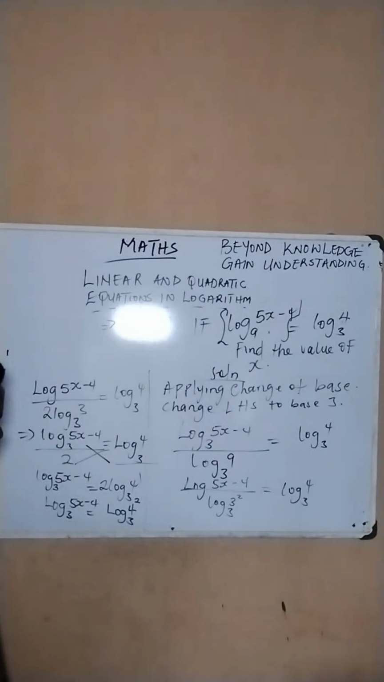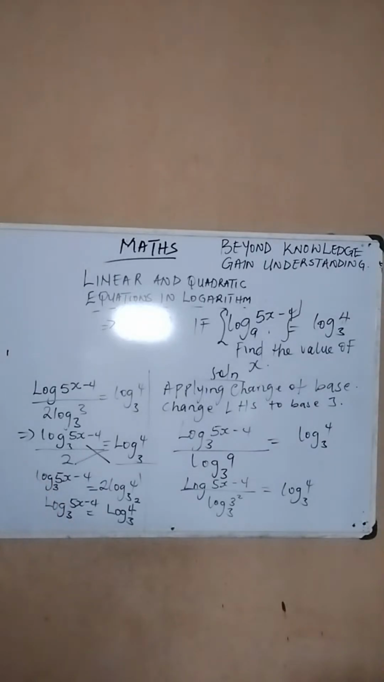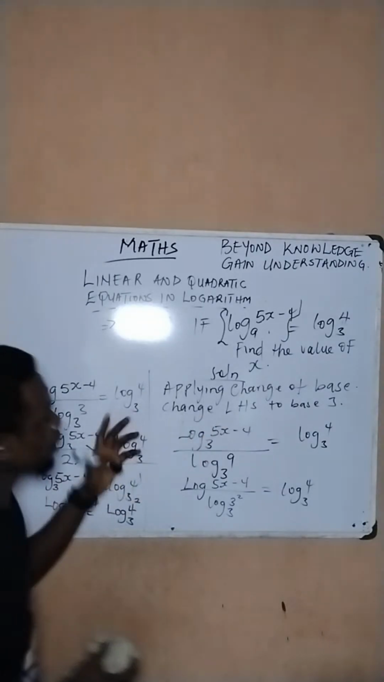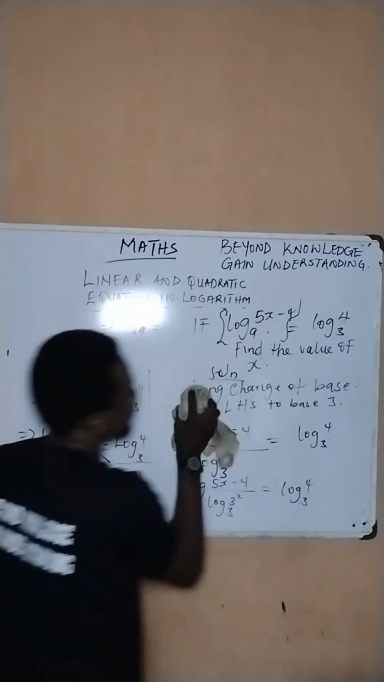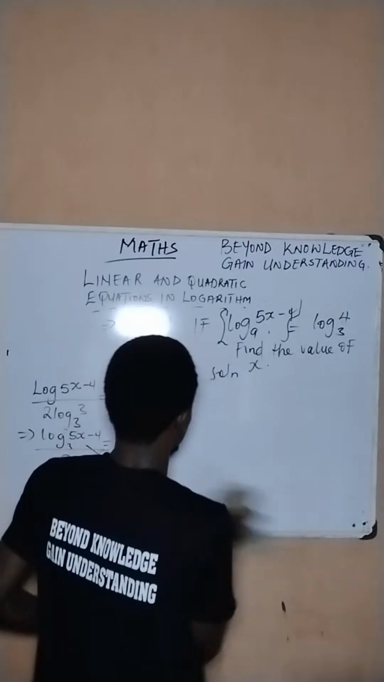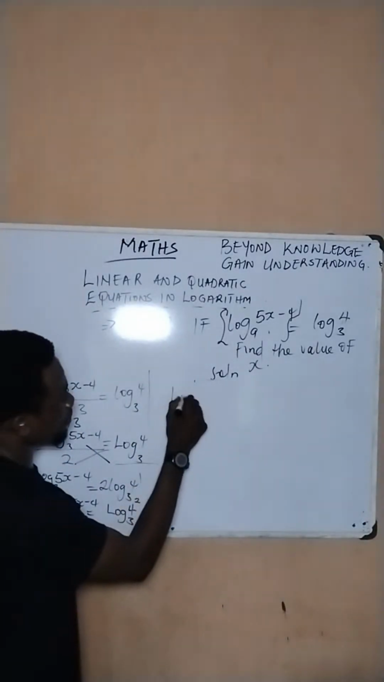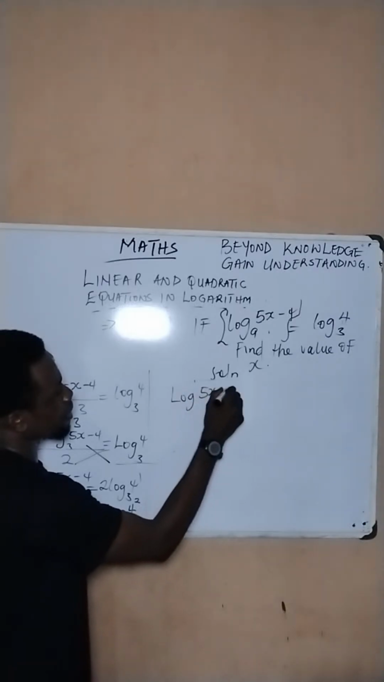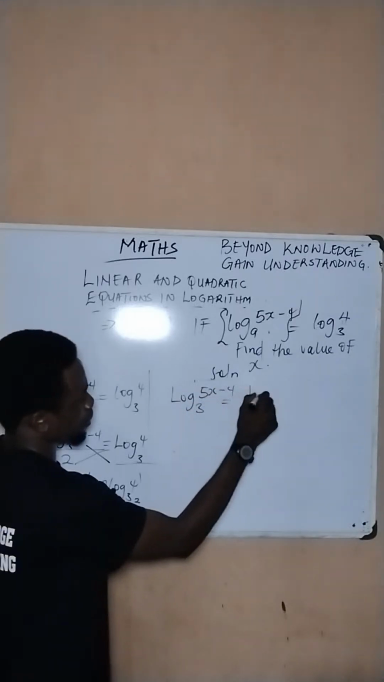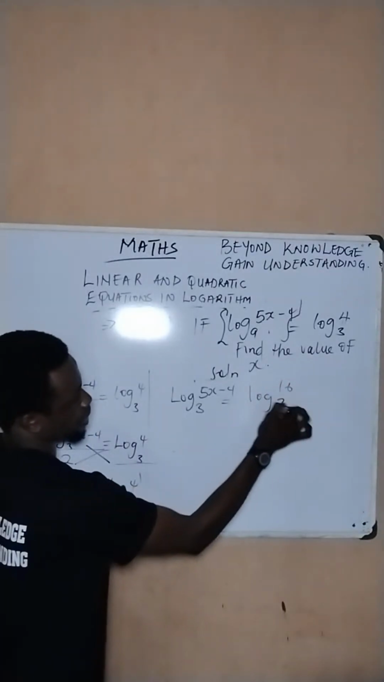Now that I've gotten to this point, we know what 4 squared is. 4 squared is the same thing as 16. So I'm going to clean up here to continue. Now that I've gotten to this stage, this implies that we have log 5x minus 4 base 3 is equal to log 4 squared, which is going to give us 16, base 3.